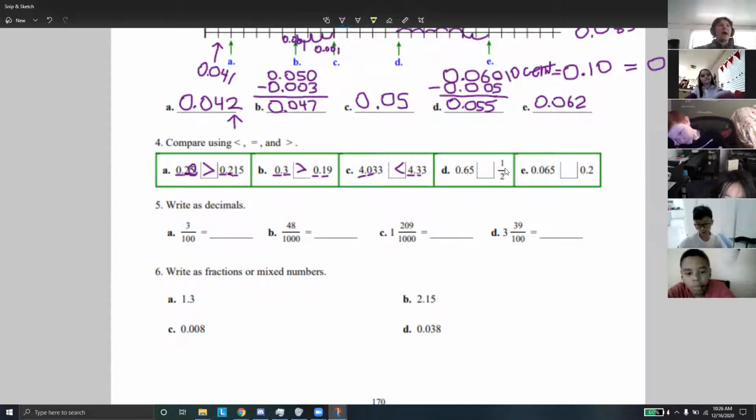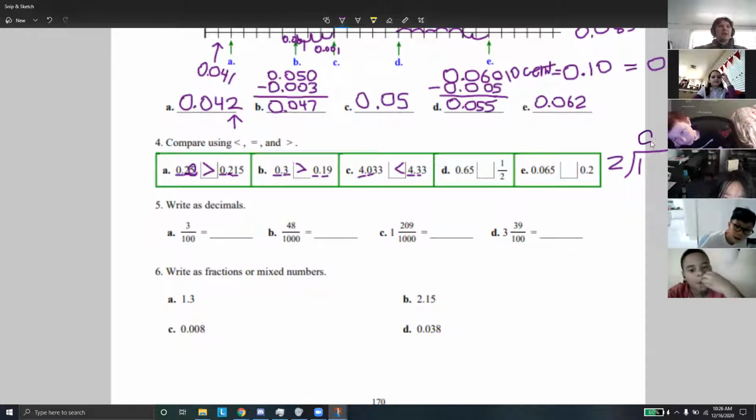0.65 or a half. Oh, this is a bit tricky. How can you do this? Well, if you don't remember what 1/2 is as a decimal, we can just find out. We do the top number divided by the bottom number: 1 divided by 2. That's what 1/2 means. It means 1 divided by 2.